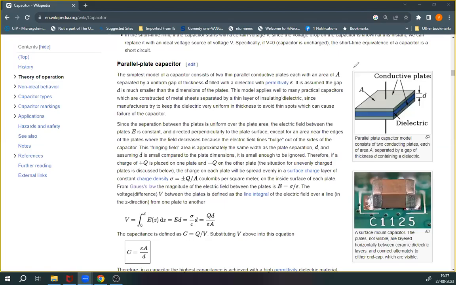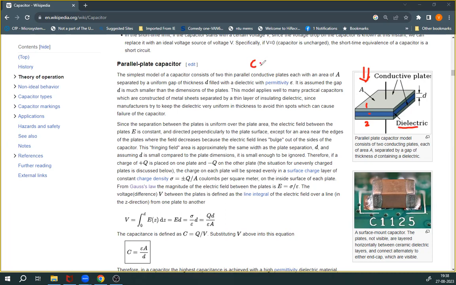Hello, so let's have a look at a parallel plate capacitor as shown in this picture. You have two parallel plates, plate number one and plate number two, placed in such a way that they have a parallel plate capacitive structure, and in between is a dark blue layer that indicates the dielectric placed between them.